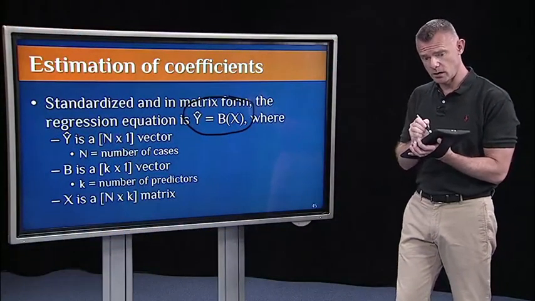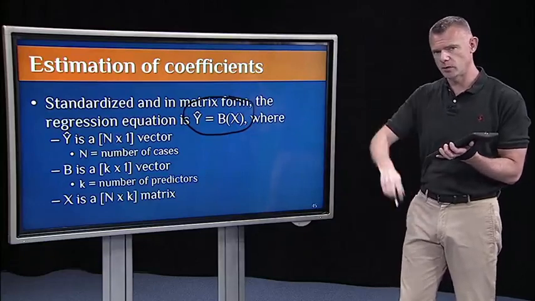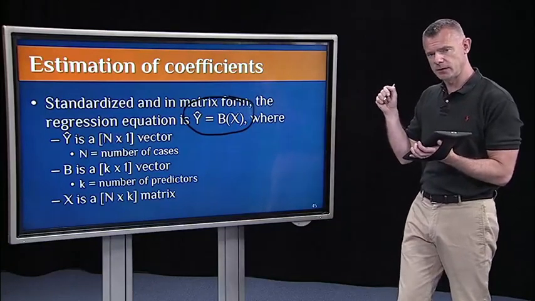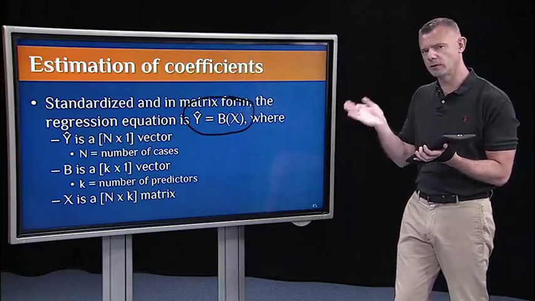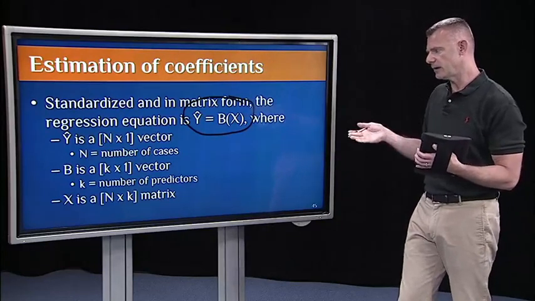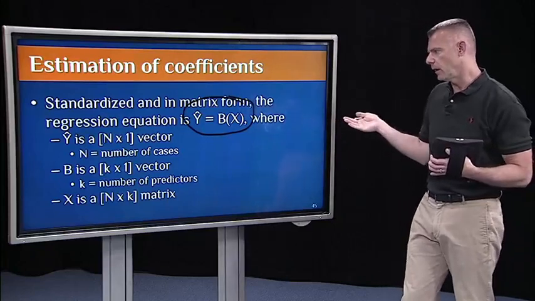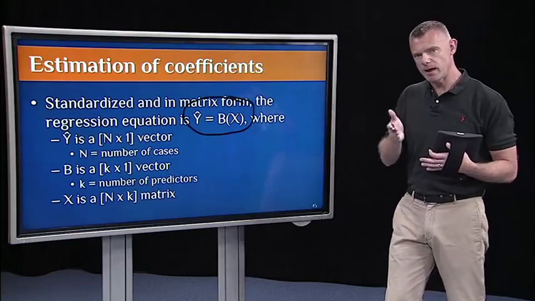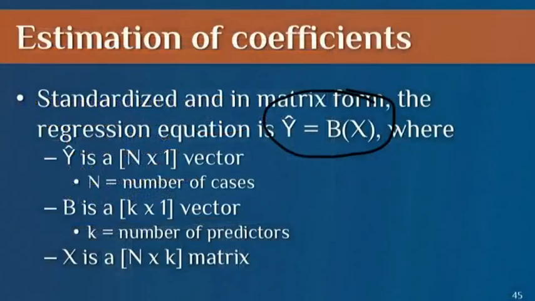So the predicted scores are a matrix. They're actually just a vector because we just get one predicted score on each individual. But it's an n by 1 vector. That is, there are n rows for the number of people, and there's just one column because we're only getting one predicted score in multiple regression. The betas, or the regression coefficients, form a k by 1 vector, where k is just the number of predictors. And then x is going to be an n by k matrix, with n rows times k predictors.